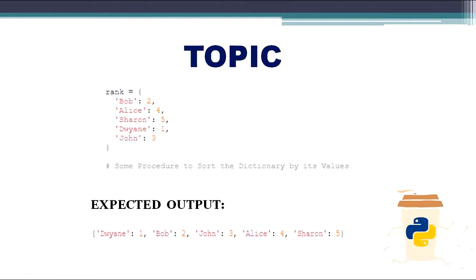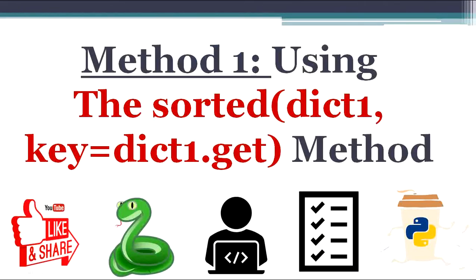So the first method that we will be using to do so is the sorted function. Now you might be wondering what's the sorted function. So let me give you an idea about the sorted function. It is an inbuilt function in Python which is used to sort the elements of an iterable in a specific order. That is either in ascending order or descending order. So after sorting the elements, it returns the sorted sequence in the form of a sorted list.